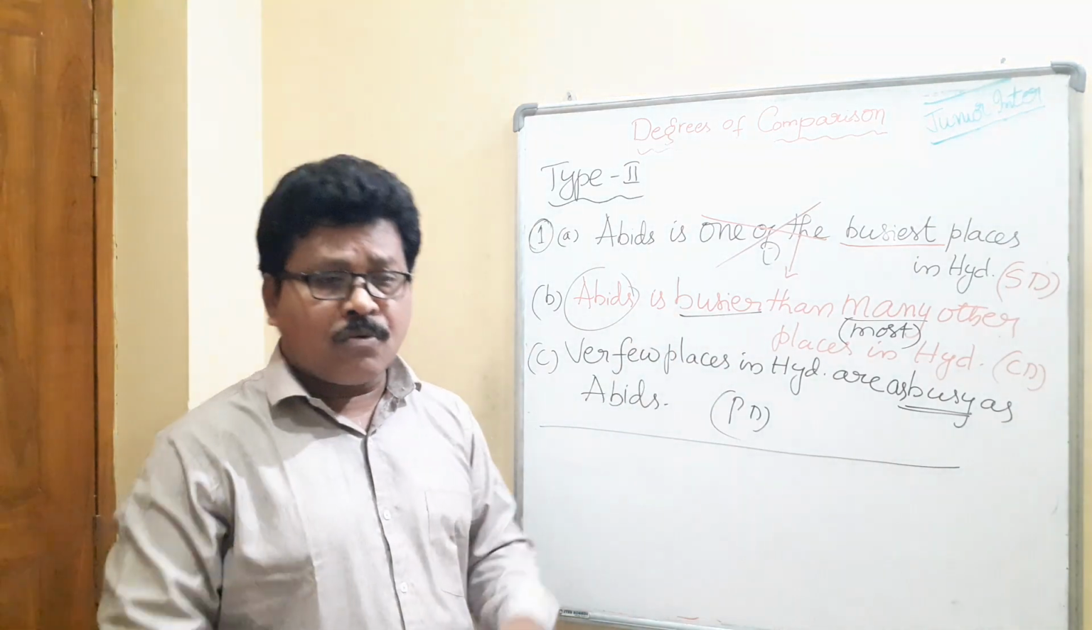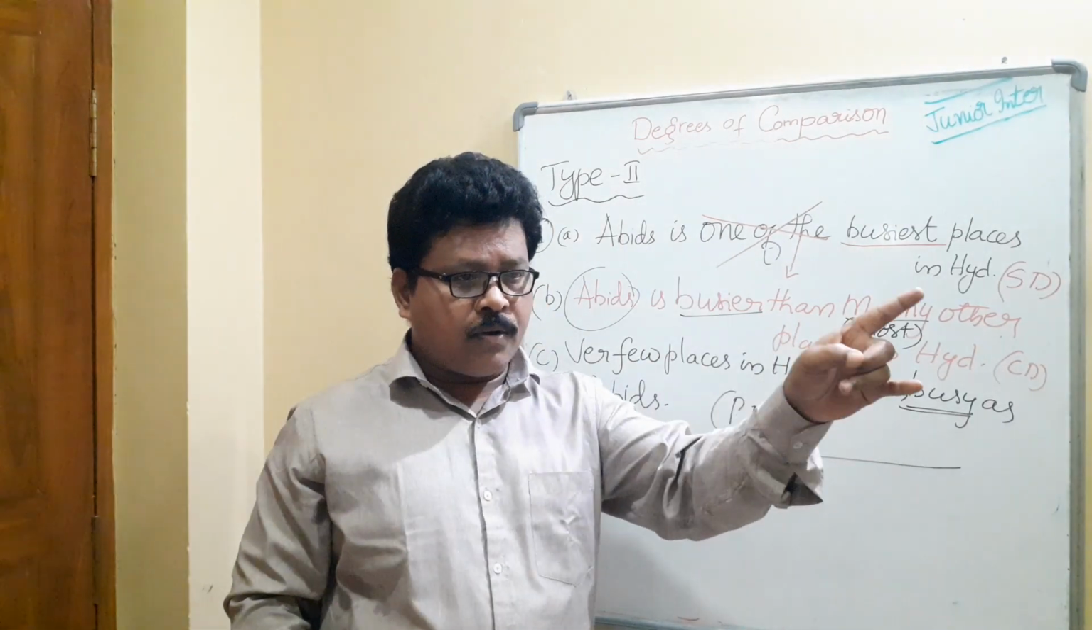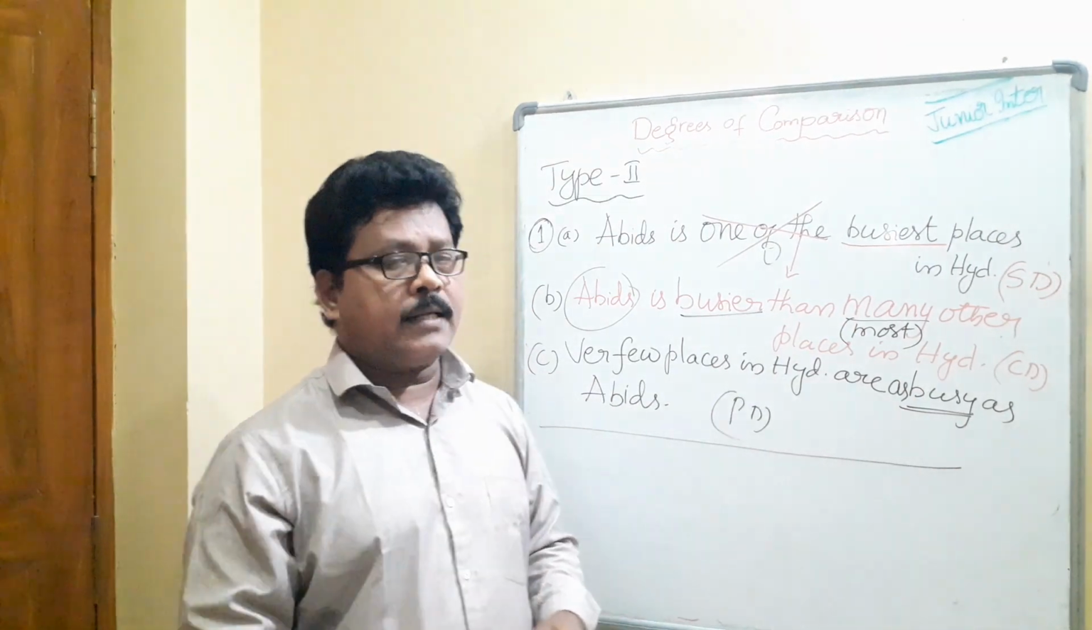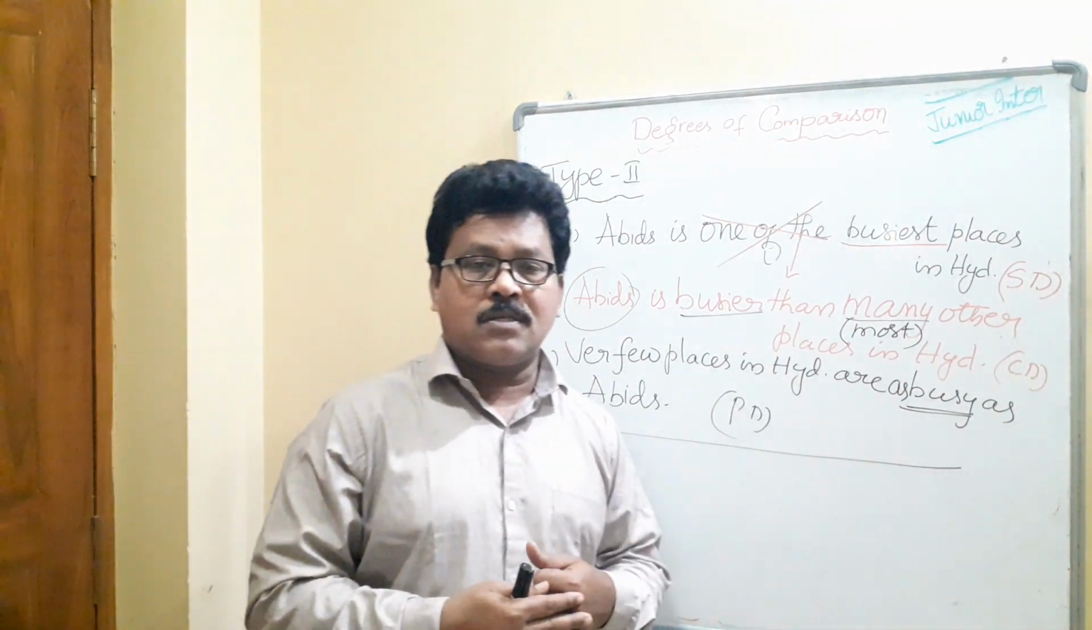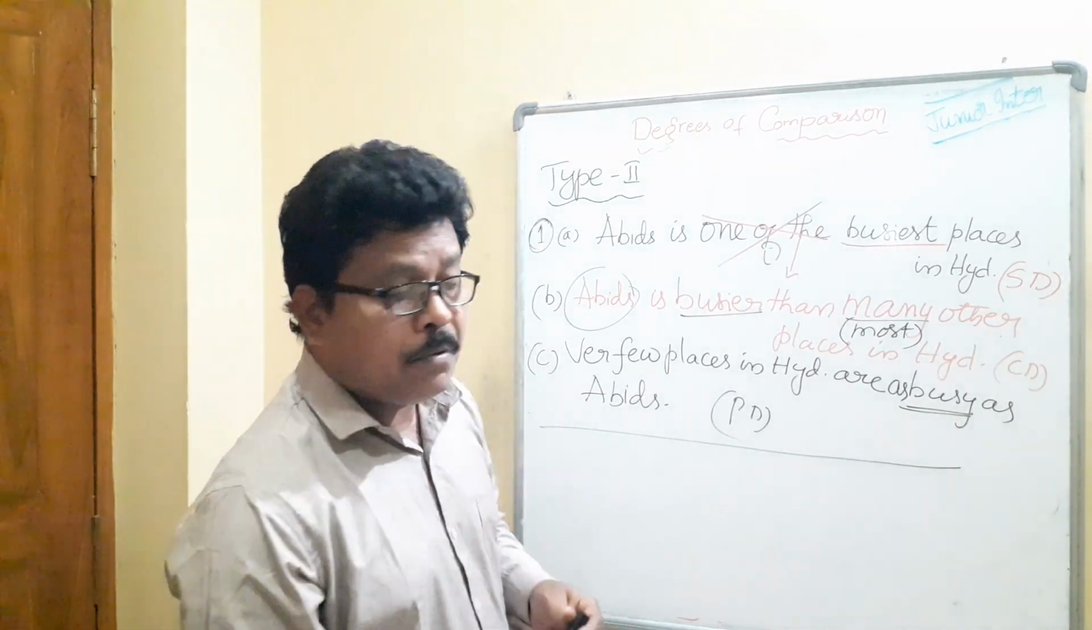This is type 2. So on seeing the sentences, we have to identify immediately. This is type 1 SD. This is type 2 CD, like that. It requires practice, definitely. Only practice makes you perfect.